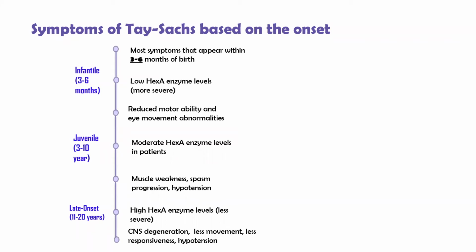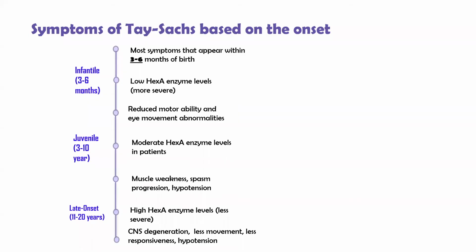Another symptom that's present in the infantile onset and other onsets as well is the cherry red spot found behind the eyes. The cherry red spot is apparent in 90% of Tay Sachs cases, which means it can be a source of diagnosis as well.